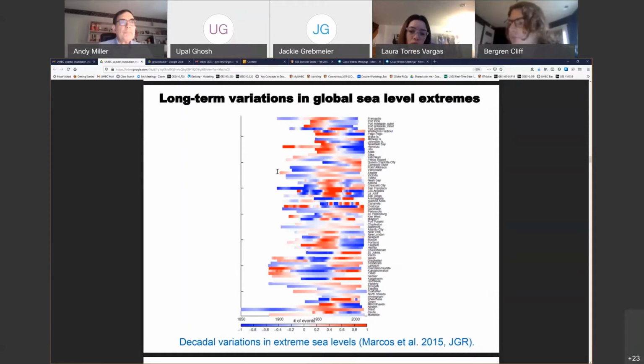So there are some regional basin-scale changes of sea level extremes over the past 100 years, 50 years. But there's no clear indication that there's an increasing trend yet. Next slide, please.